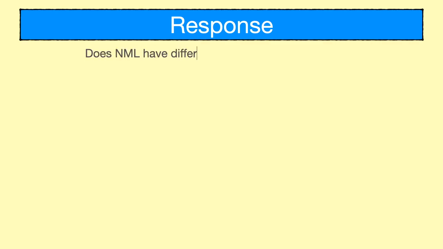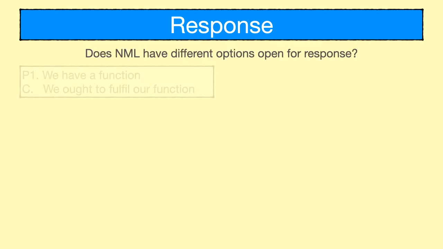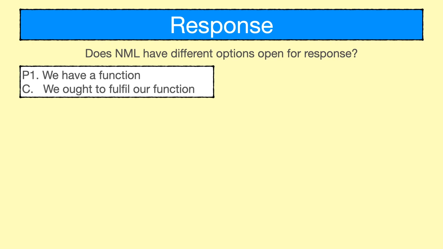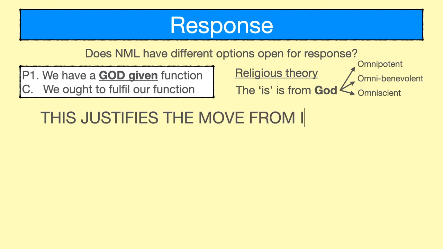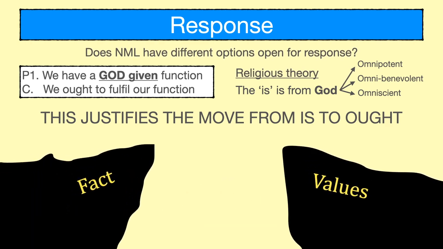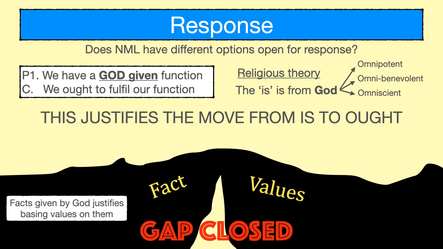The natural moral law theorists may consider that they have some options open to them in responding to Hume that utilitarians lack. Natural moral law is a religious theory that makes the claim that we have a God-given function. This means the is we are using to derive an ought from is from God, an omnipotent, omnibenevolent, omniscient being. This justifies the move from is to ought. When we say something is good, we just mean it matches what God has designed us to do. This gives us all the justification we need to derive values from facts.